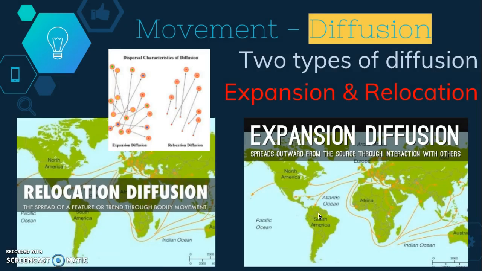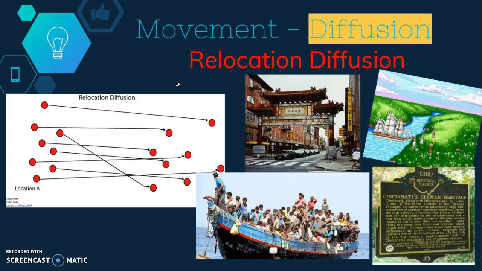Okay, so let's talk about the two different types of diffusion. The first type of diffusion I want to talk about is relocation diffusion. This is the spread of innovations or ideas through the physical movement of people from place to place. Okay, so this is sometimes from very far away. You can see this diagram shows the start of something and then it moves, right? Whereas expansion diffusion is when an innovation or idea develops in a hearth and it stays really strong there while spreading outward as well. Okay, so I'm going to go a little bit more in depth here.